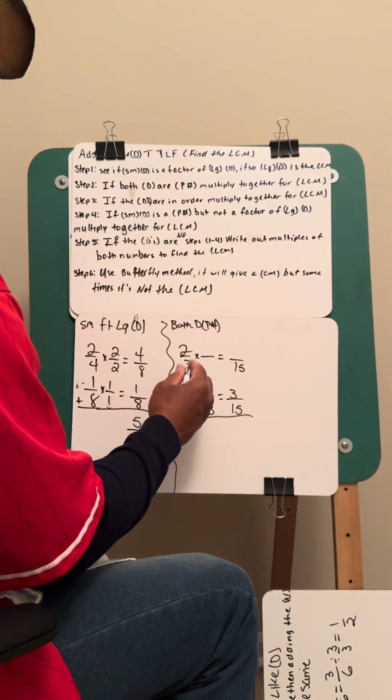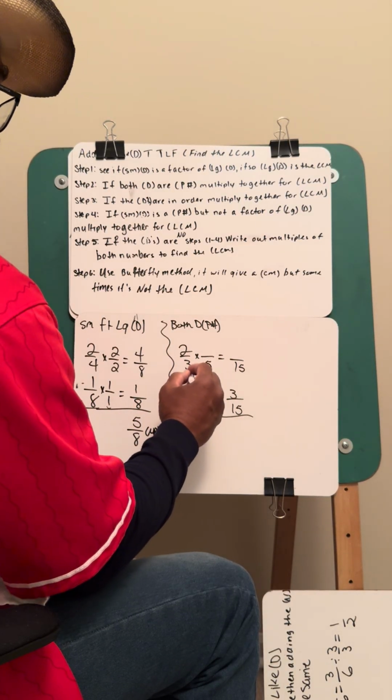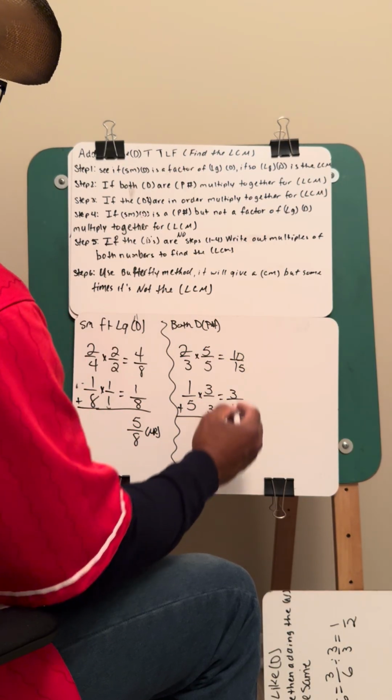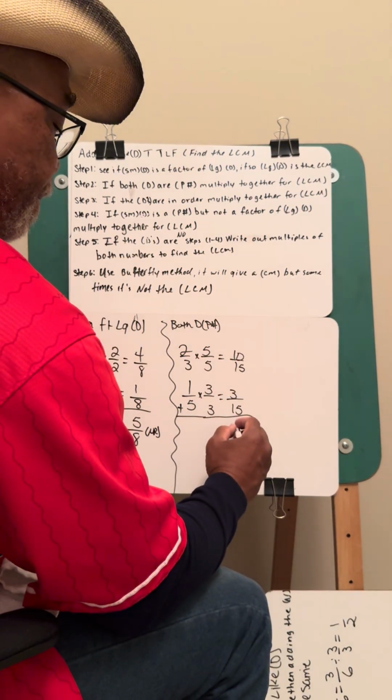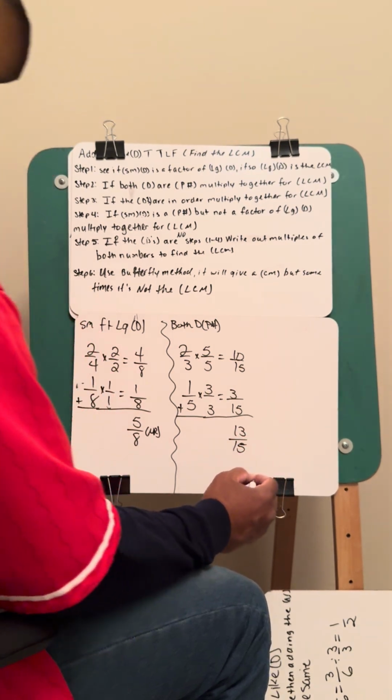And again, 3 times blank would give me 15. It's going to be the 5. So nice, I write it twice. 2 times 5 is 10. I add it up, and I have 13 over 15.